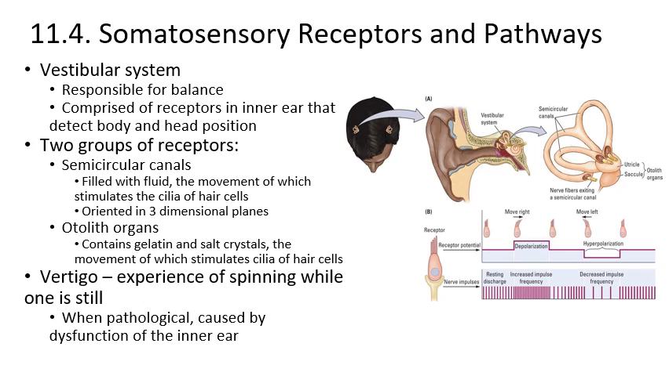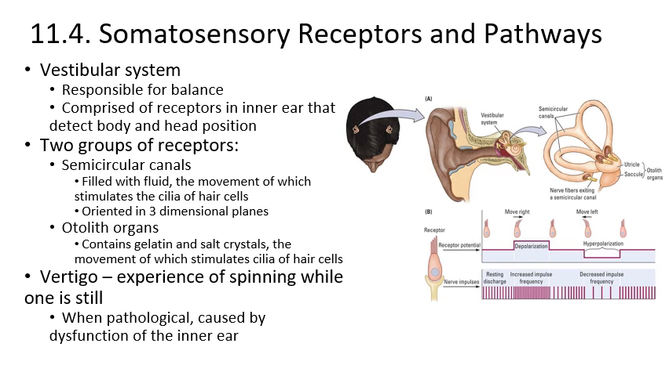The first group is the semicircular canals, these little loops, and they're filled with fluid. When your head moves or your body moves, the fluid moves, and this stimulates the cilia of the hair cells and creates a response. The loops are oriented in the three-dimensional planes, so that movement in any dimension will be coded in the brain.